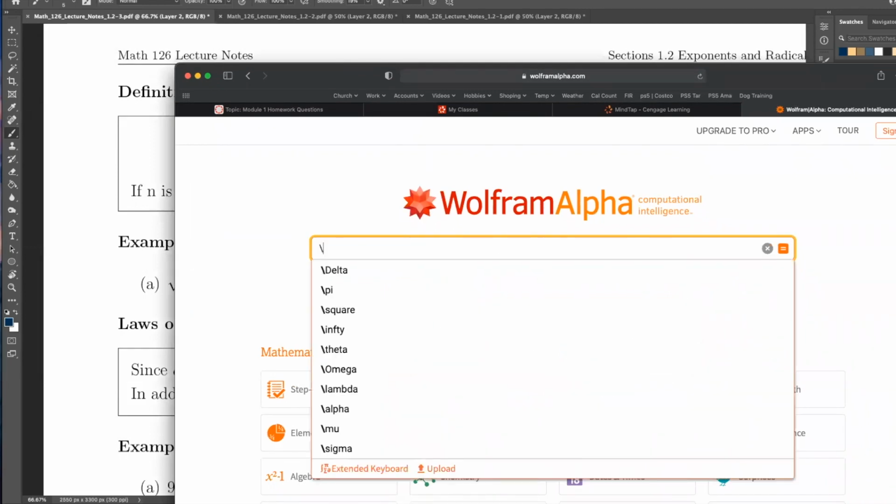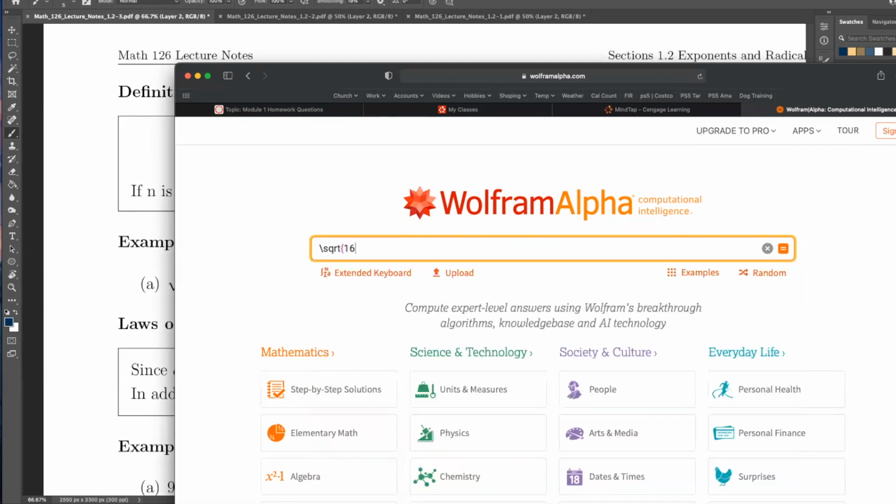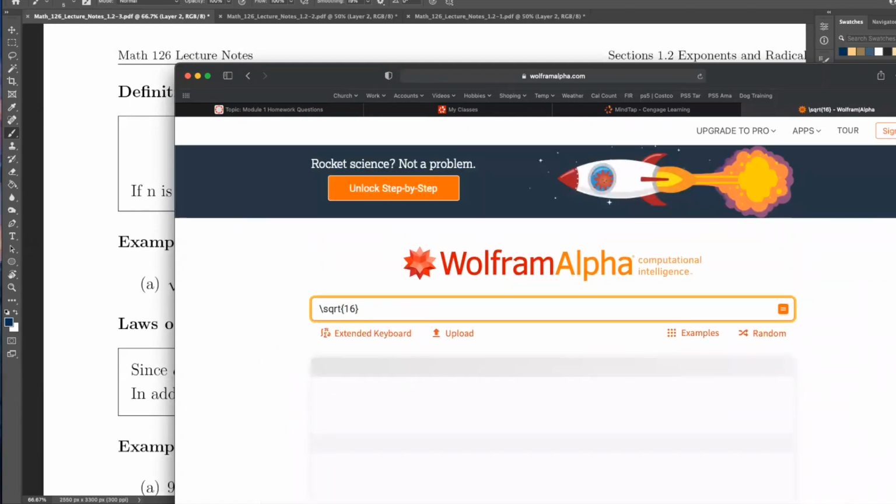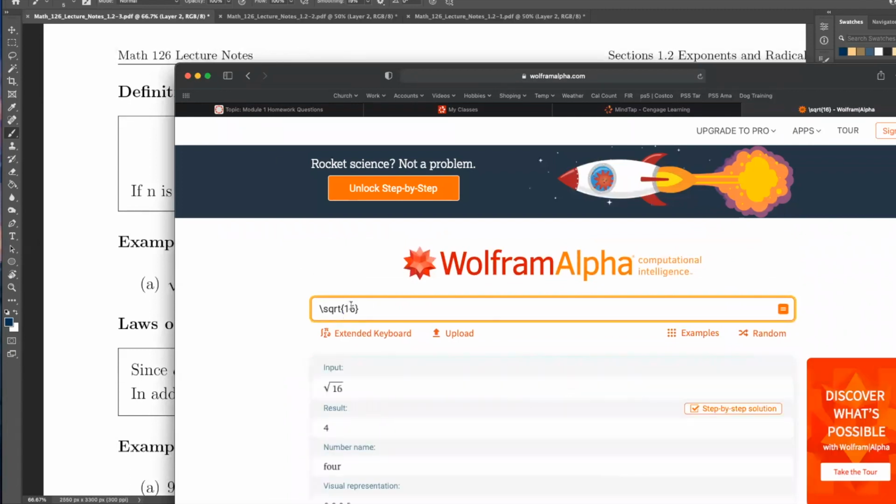And so here, in order to type the square root of 16, we do it like this. And so you just type in SQRT 16. And this is pretty common among most of these computer algebra systems. They call these a computer algebra system, or CAS for short.